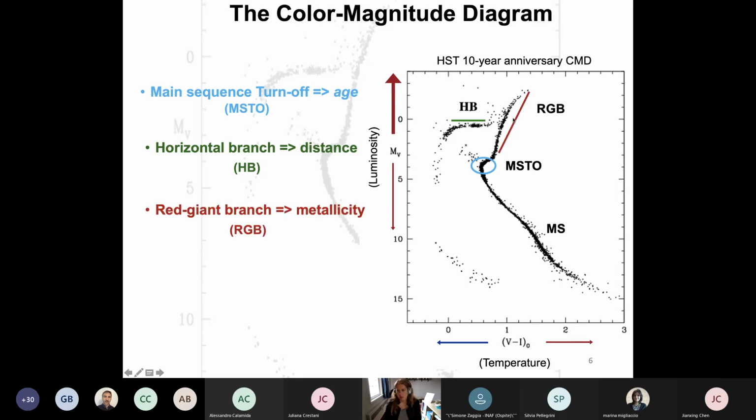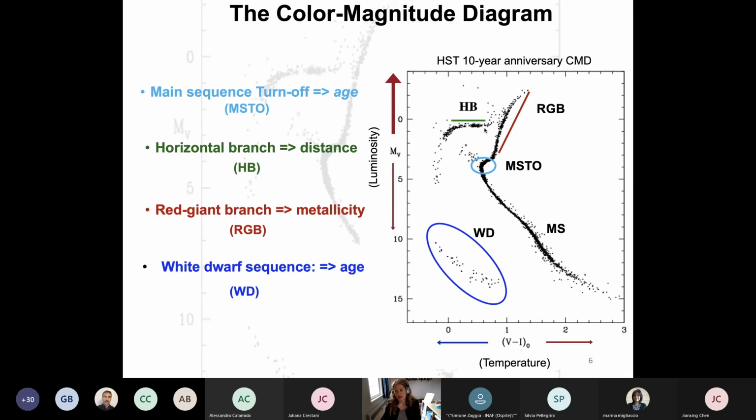And then we have the red giant branch, where stars, as I said, are burning hydrogen in a shell. And the color of this branch is giving us information about the metallicity of the stars, because it depends on the different kinds of elements that are present in the atmosphere of these red giant branch stars. The redder, the more metal rich.